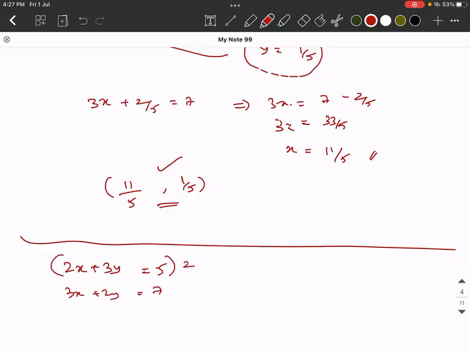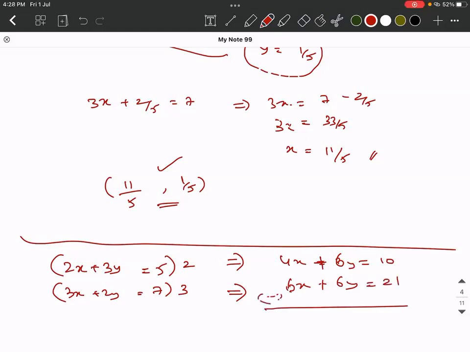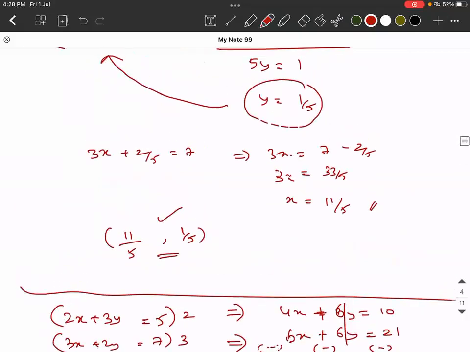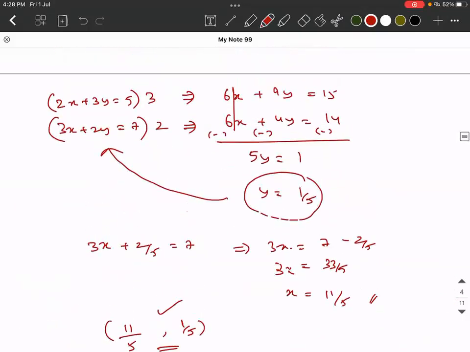See, this I'll multiply with 2, this I'll multiply with 3 here. So I'll get 4x plus 6y is equal to 10. Here I'll get 6x plus 6y is equal to 21. So subtract both. When you subtract it, 4x minus 6x is minus 2x, 6y minus 6y is 0, is equal to, you should get 5. No. Then I made a mistake here.